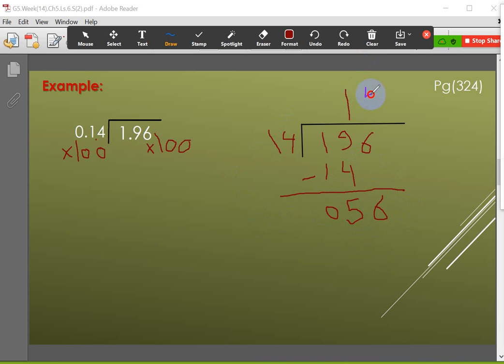It's 4. 4 multiply 4 equals 16. So you put 6 here and 1 above the 1, the tens. 4 multiply 1 equals 4 plus 1 is 5. Excellent. Now subtract. 0, 0. Very good. Thank you, Noor. So the quotient is 14. This is the quotient for this division.